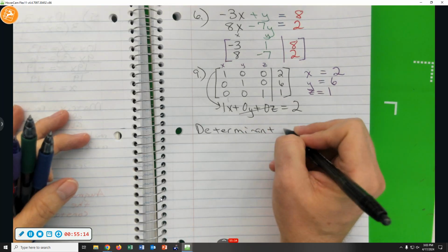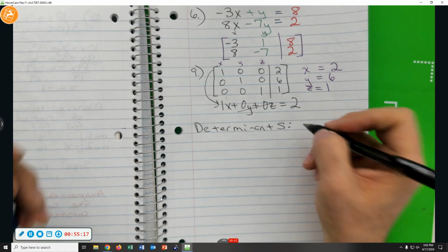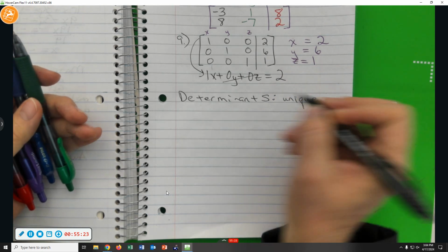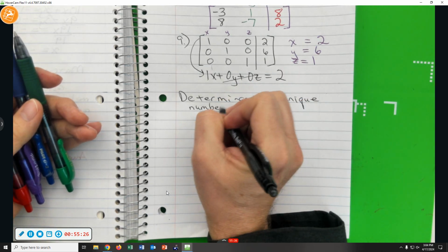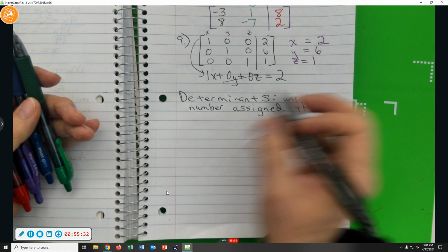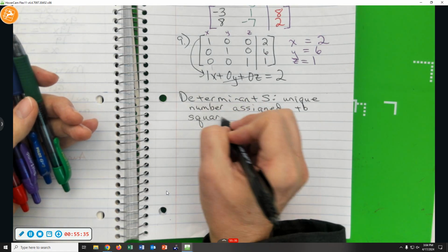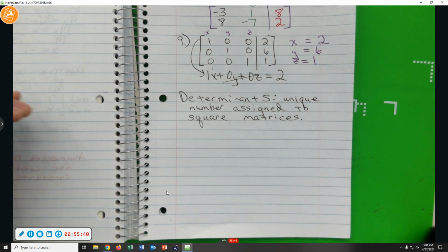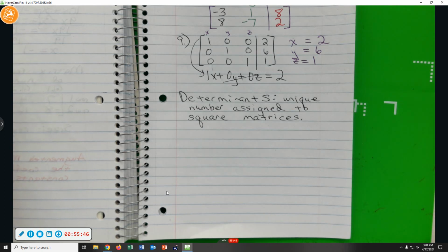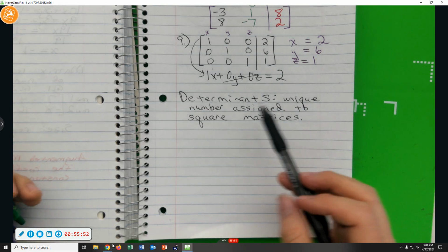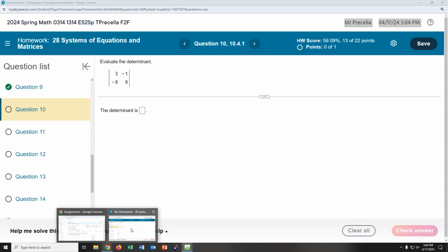Determinants are a unique number assigned to square matrices. Those augmented matrices we were working with, those aren't square. We have 3 rows and 4 columns. I guess for the 2 by 2, I'm going to go ahead and write out the definition. If you take a linear algebra course, you'll see that determinants have many of the same features as absolute values.